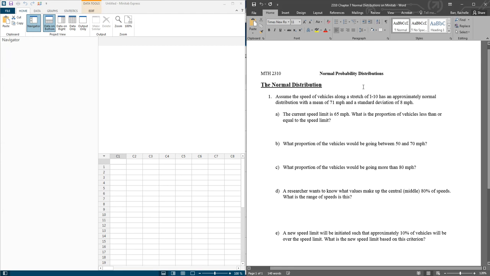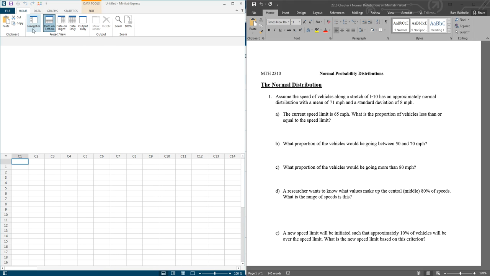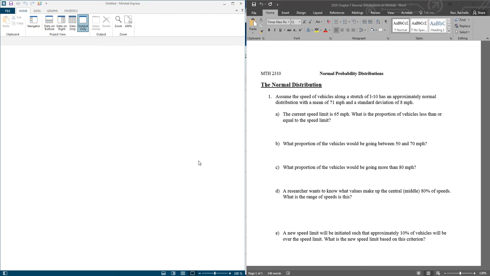Hello and welcome to looking at doing normal probability distribution calculations using Minitab Express. You'll notice that on the left, Minitab Express, in its default settings, is really busy for what we're going to be doing. So I'm going to turn off the navigator, and I'm also going to turn off the data on the bottom part and set it to output only. This is simply because all I'm doing is calculating normal probability, so I have no data. I don't need it.